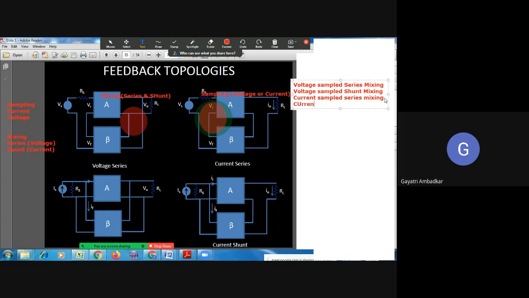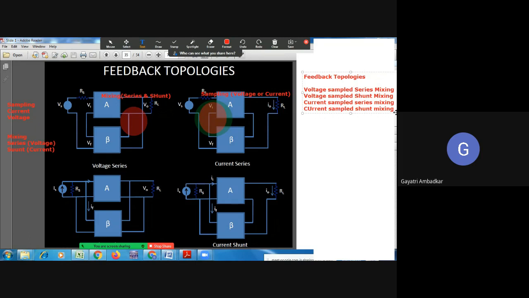Similarly, you can have current sampled and shunt mixing. So there are four possible combinations, or I'll say four feedback topologies. What are these called? Feedback topologies. What are the four feedback topologies? One, voltage sampled series mixing, voltage sampled shunt mixing, current sampled series mixing, current sampled shunt mixing.